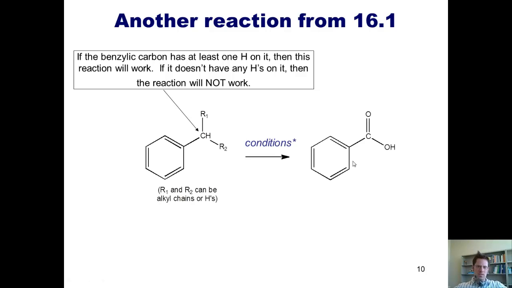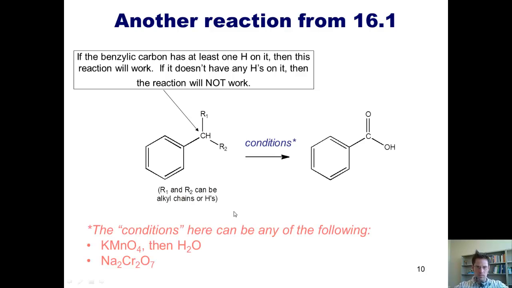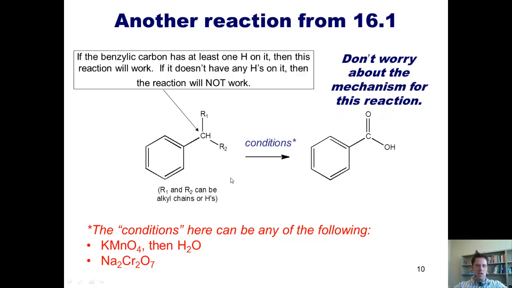And what are the conditions? Well, they're the ones shown here. KMnO4 in water, or sodium dichromate. Thus, if you take any compound of this type, regardless of whether R1 or R2 are alkyl chains of any branching type or just hydrogens, it will convert this type of product into benzoic acid if treated with potassium permanganate and water or sodium dichromate. I do not want you guys to worry about knowing the mechanism for this reaction.